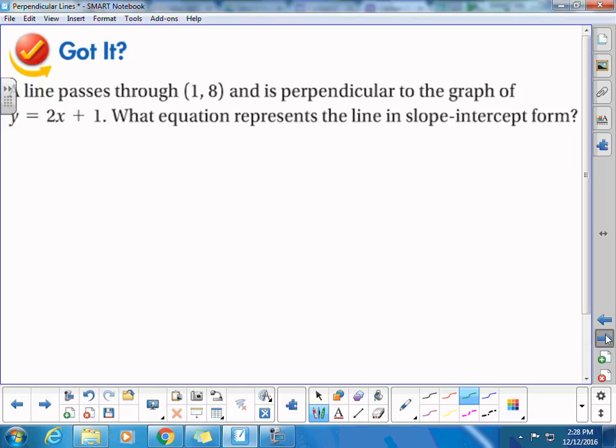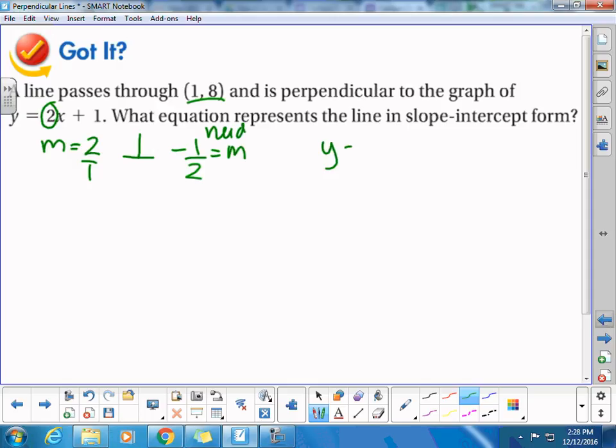Let's do one more together and then you'll try one. A line passes through (1, 8) and is perpendicular to the graph of y = 2x + 1. Here again, there's the slope. m is 2, which is 2 over 1. We flip it over and change the sign. We need a slope of negative 1/2.